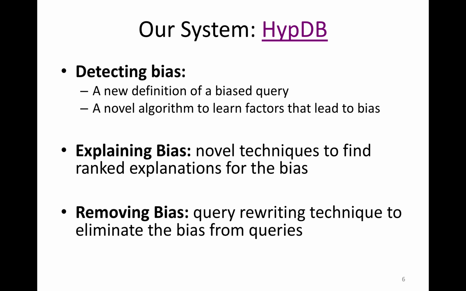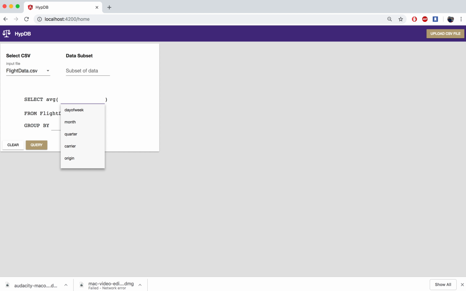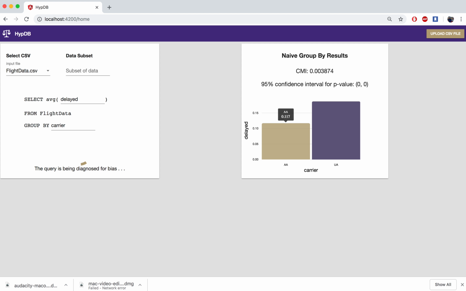Instead of discussing the technical contributions of HypDB, I'll demonstrate how it handles the biased query from flight data. Okay, so HypDB accepts as input a SQL group by query and assumes that the query is being used for making decisions. Here, with the simple group by query, the goal is to find out the effect of choosing one of the two carriers or airlines on flight delays. As we have discussed, the answers to this naive query suggest that American Airlines performs significantly better.